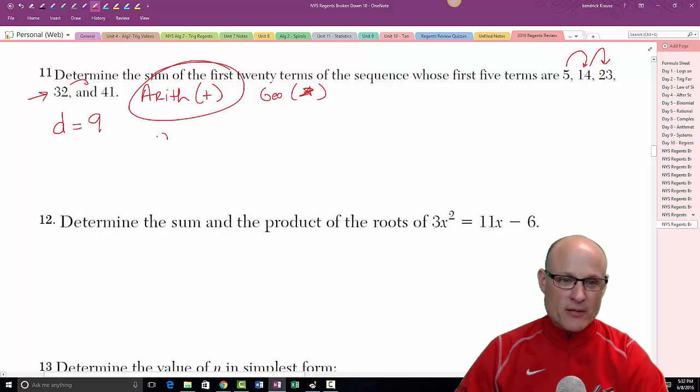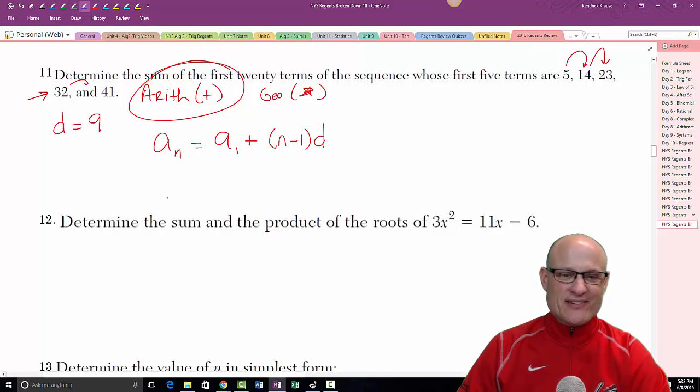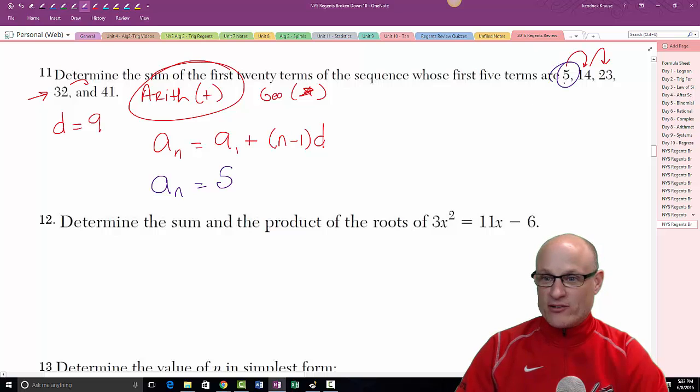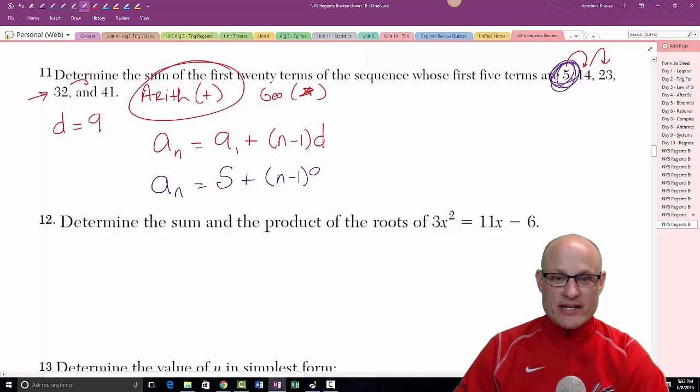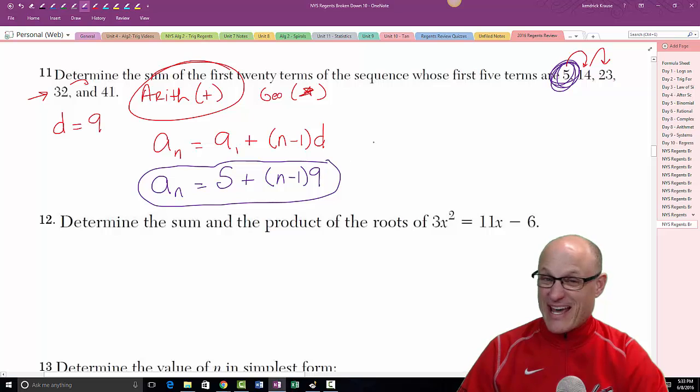So we're going to use that formula: a sub n equals a sub 1 plus n minus 1 times d. Well, this is easy. A sub n is equal to, we already know what a sub 1 is. It's 5. They told us it was 5. Plus n minus 1 times 9. There's the formula. But that's not what they asked.